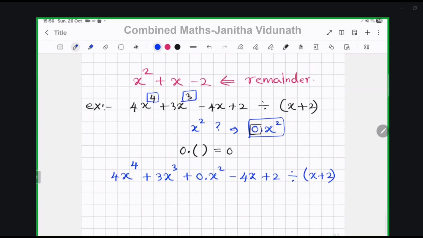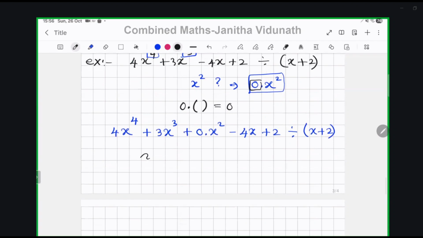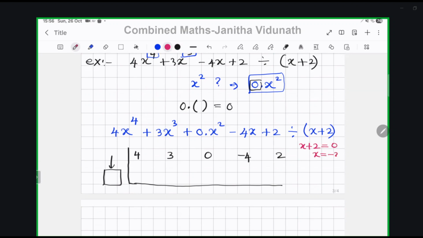Now we can do the similar thing like previous. That means we put 4, 3, 0, minus 4, 2. Then we keep our symbol and put the value inside here by setting the divisor to 0. That means x plus 2, we set x plus 2 to 0. That means x equal minus 2. Then we need to put that inside the box.